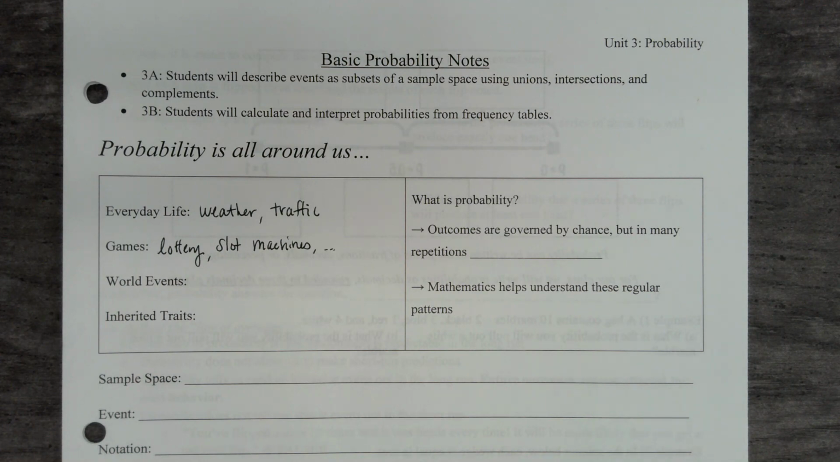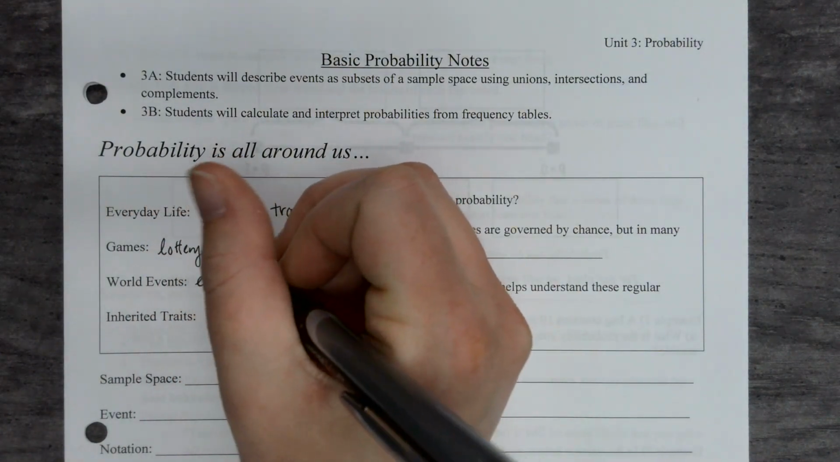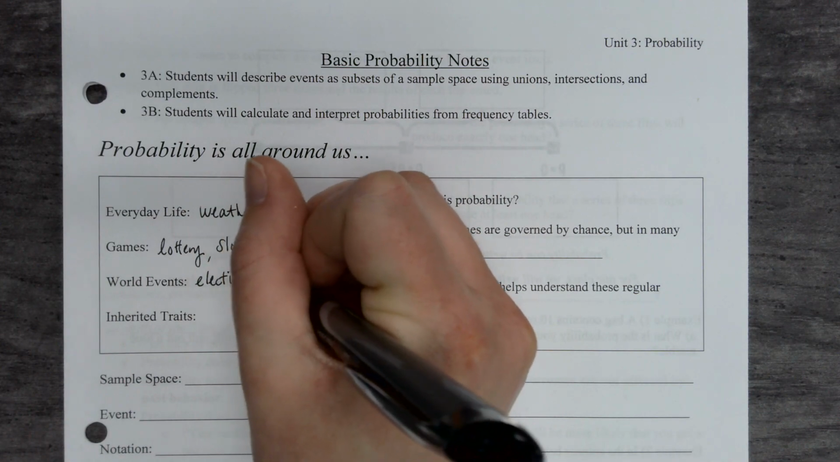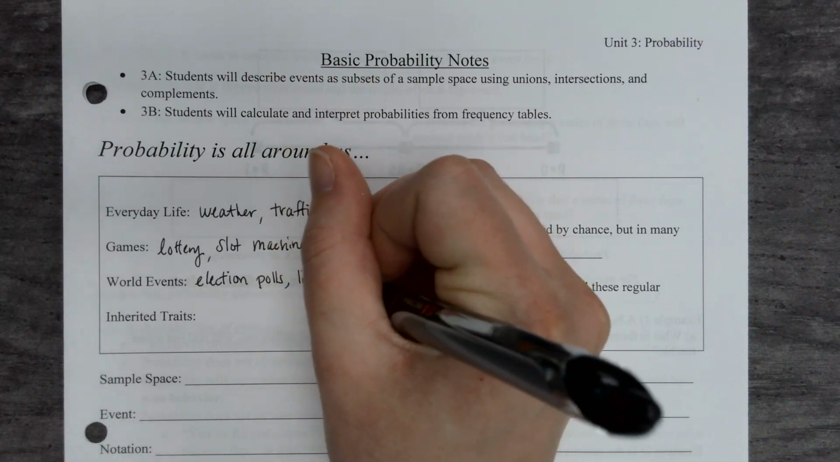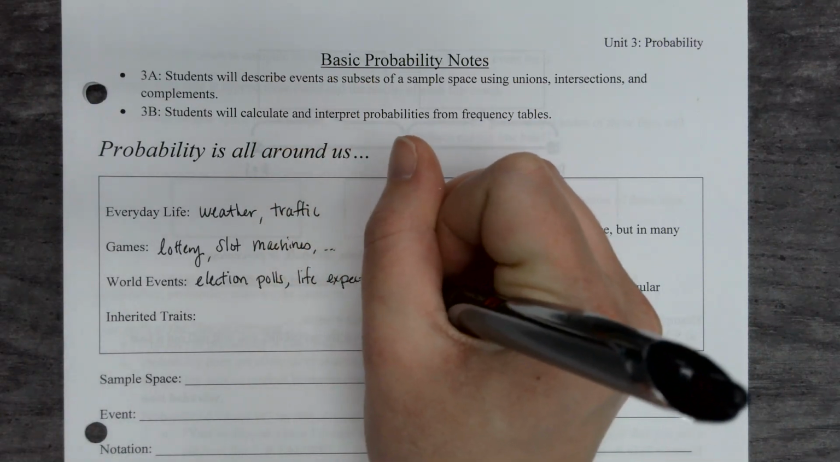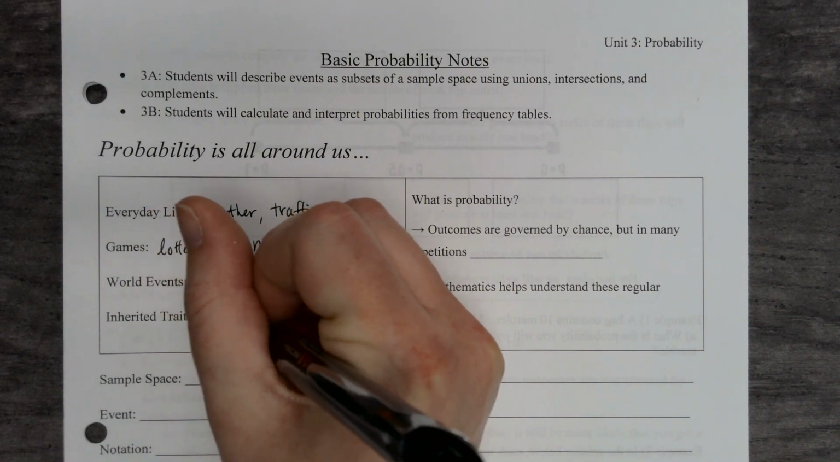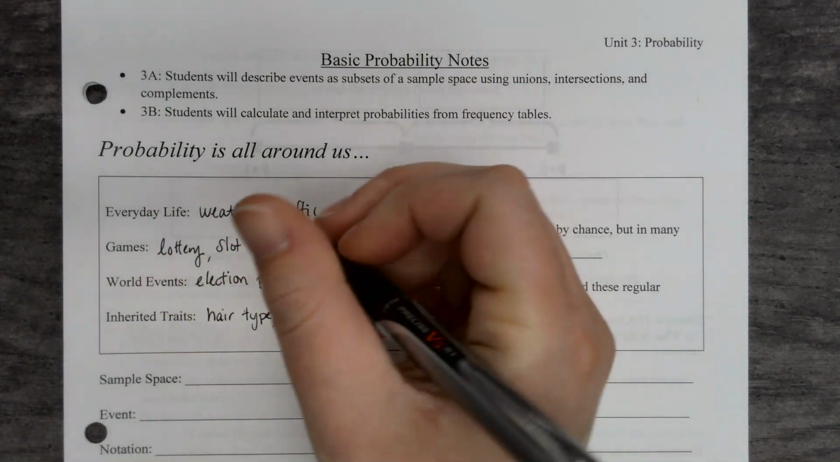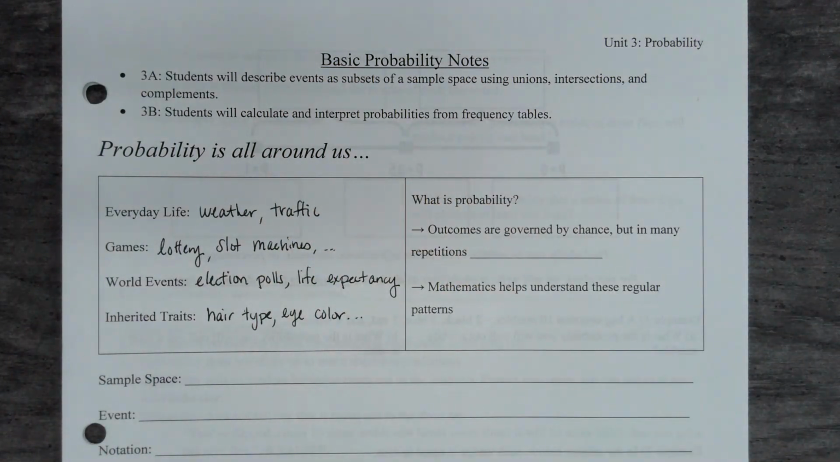World events, like election polls when we start electing people into office, or just voting in general. You have your life expectancy. When you're looking at inherited traits in biology, like your hair type or eye color, all that stuff we can talk about with probability. It is literally all around us. Biology includes a lot of it.